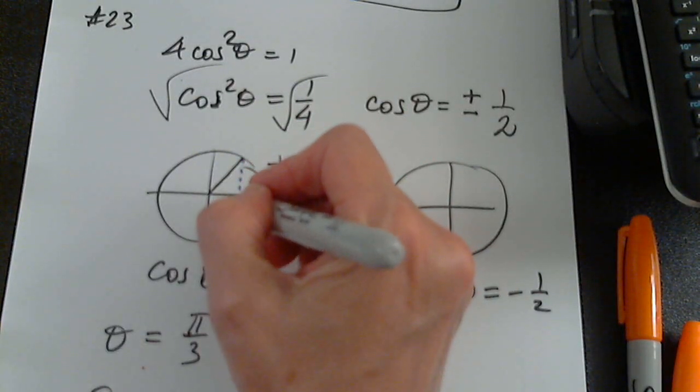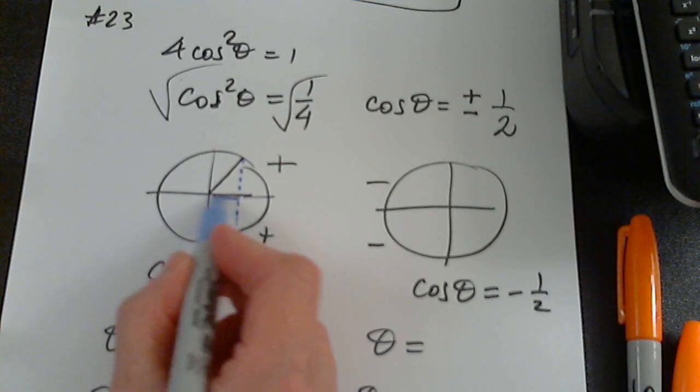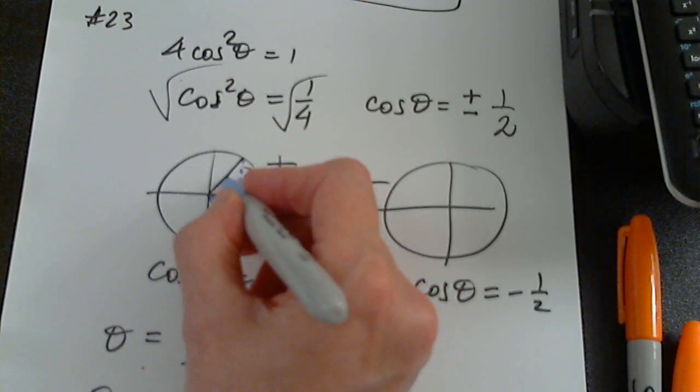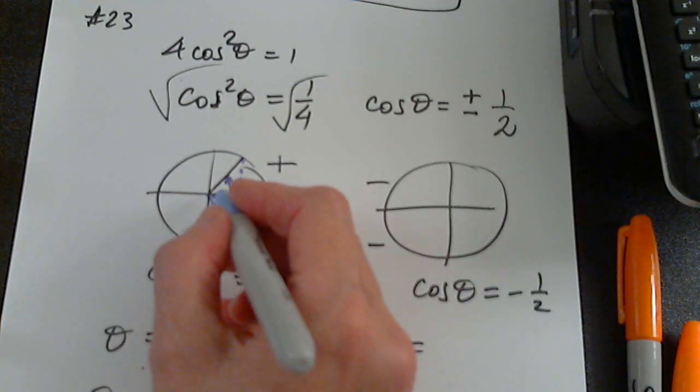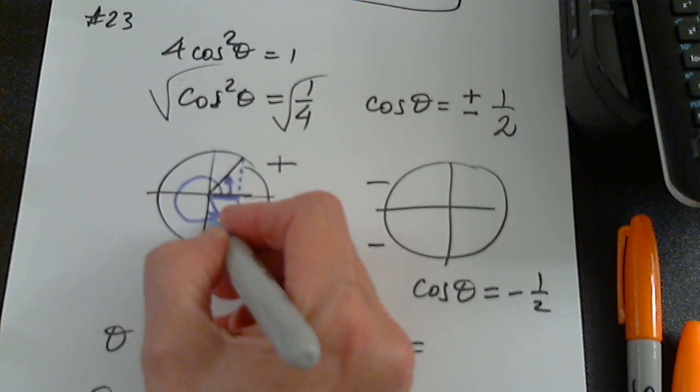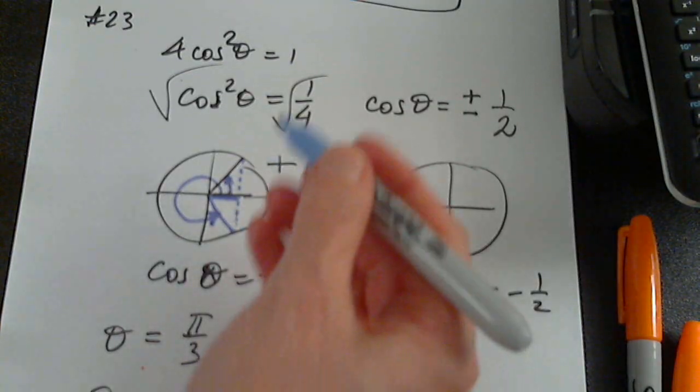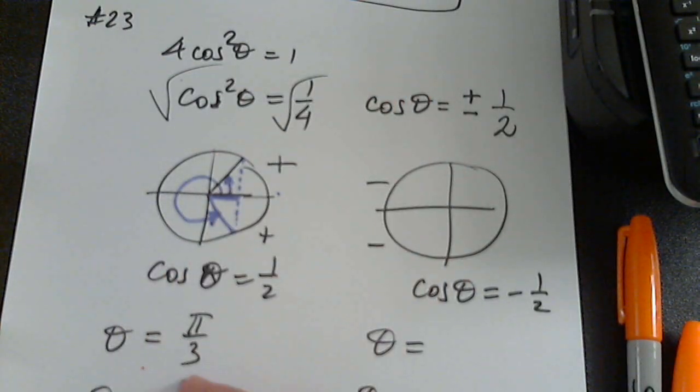And the second one has to have the same cosine. So this is the first angle that you already gave me, and here's the second angle. The same way, 2 pi minus pi over 3. We just had that. 5 pi over 3.